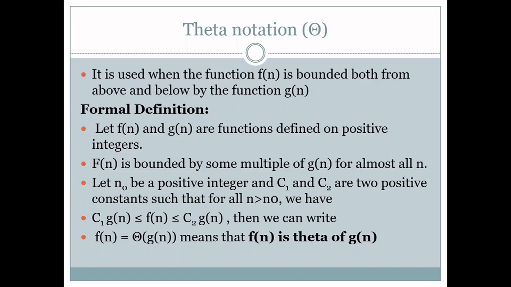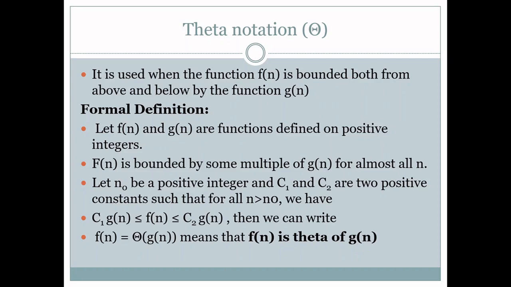Here the only difference is we take two constants, C1 and C2, and the condition for theta notation is C1 g of n is less than or equal to f of n, less than or equal to C2 g of n. That is, the complexity will be between C1 g of n and C2 g of n. In that case, we can write f of n is equal to theta of g of n, which is read as f of n is theta of g of n.